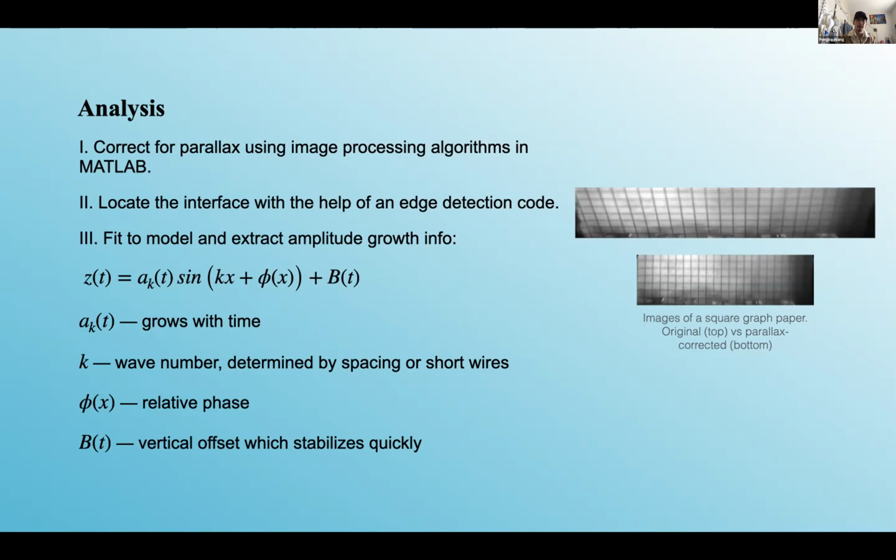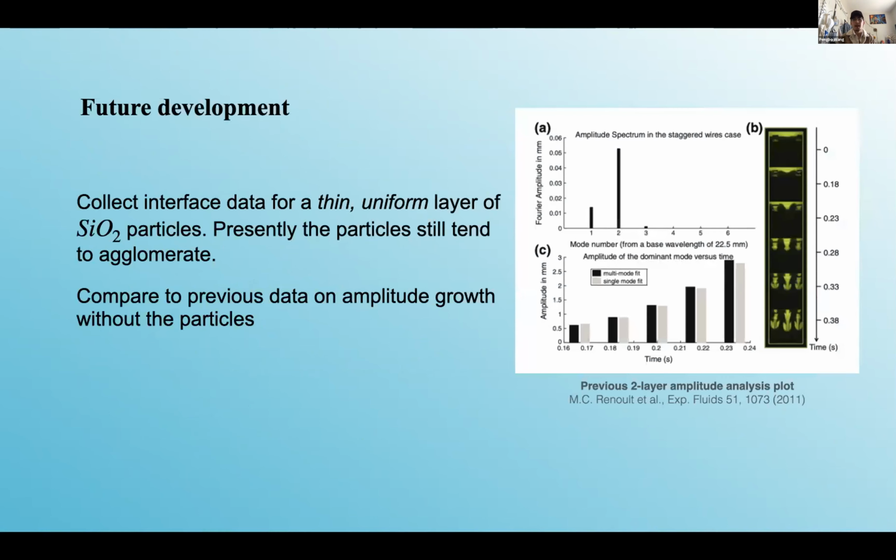The growth rate is hidden in this parameter, which was given a few slides ago. So that's the analysis. After you have the data for when you disperse the particles at the interface, you compare that data to previously, when you didn't have anything on the interface. So the question is, what happens when you introduce mass to the interface?